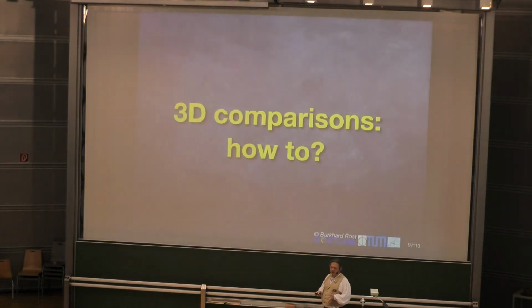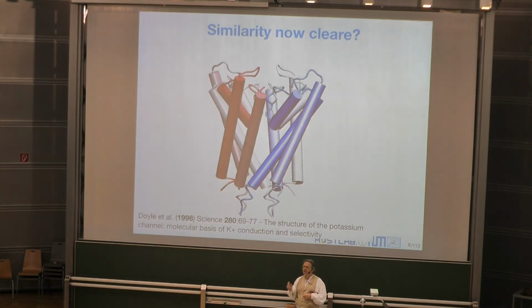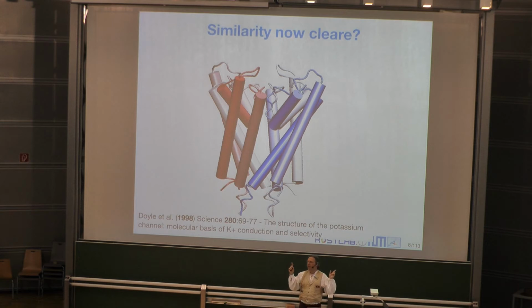So our eye is actually very good at doing this. How can we compare three-dimensional objects? So again, the task is to simply see that red and blue is similar. How would you do that? Has nothing to do with proteins, in principle. We have three-dimensional objects, and I want to compare them. Any idea?